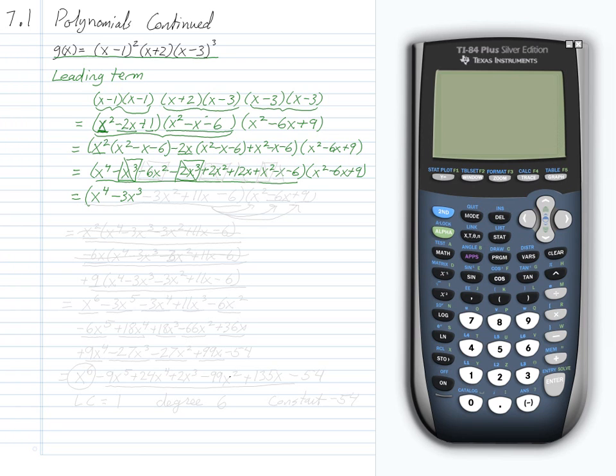And now I'll look at my x squareds. I have minus 6x squared plus 2x squared plus x squared. So altogether, negative 6x squared plus 2x squared would give me negative 4x squared, plus x squared would give me negative 3x squared. And we're done with those. Then I have a couple of x terms. I have plus 12x minus x, so plus 11x. And finally I have a constant, minus 6.